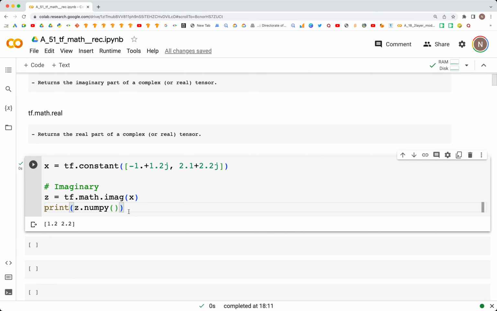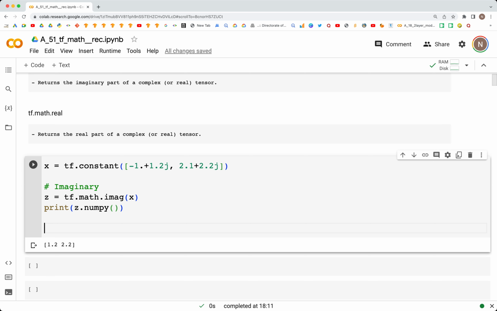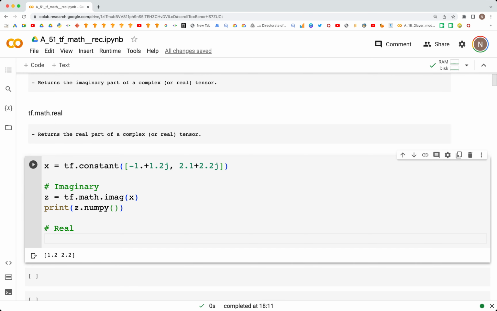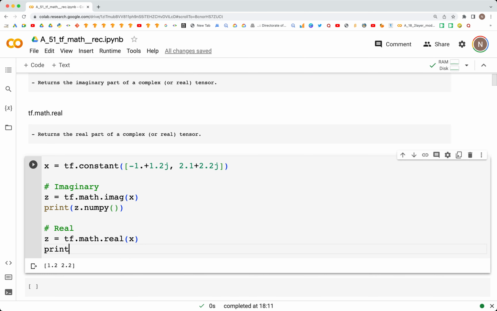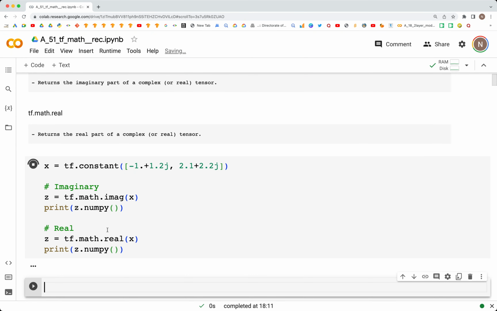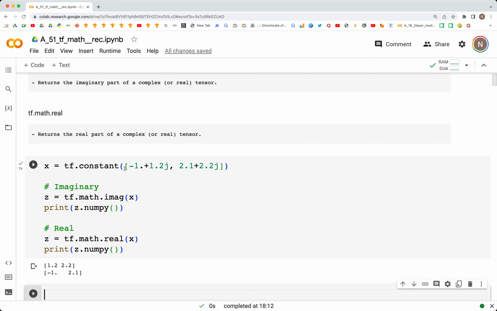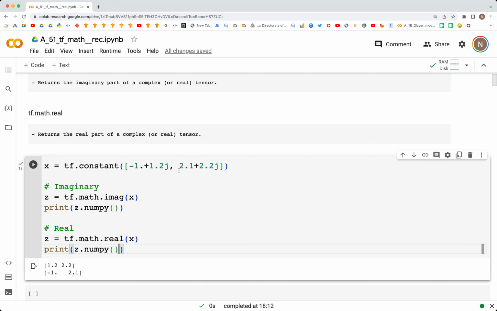Likewise, we could get the real part. So if we type real, z is equal to tf.math.real. Again, we input the value of x, and we can print the value of z as before. And this time we get the real part, which is -1 and 2.1.